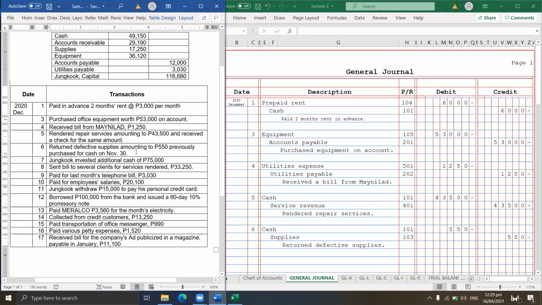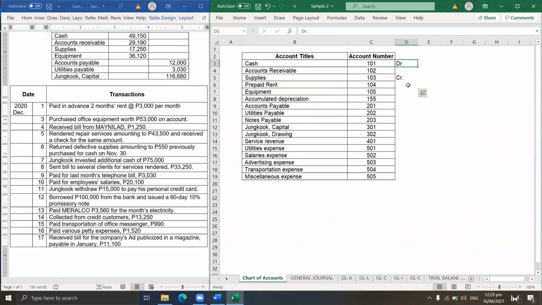Again, pag may questions, please let me know. Okay? So next, December 7. So in December 7, Jungkook invested additional cash of 75,000. So nag-invest siya. So what had happened? May increase ng cash, 'di ba? And increase in cash will be represented by a debit to cash. And then dahil nag-invest siya, then it will increase your capital. So increase in capital will be represented by a credit to the capital. So ang entry po natin would be debit cash and credit Jungkook capital.